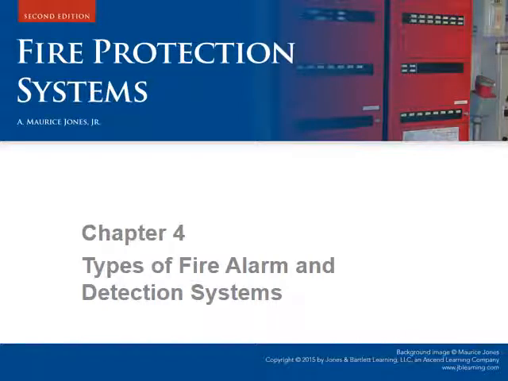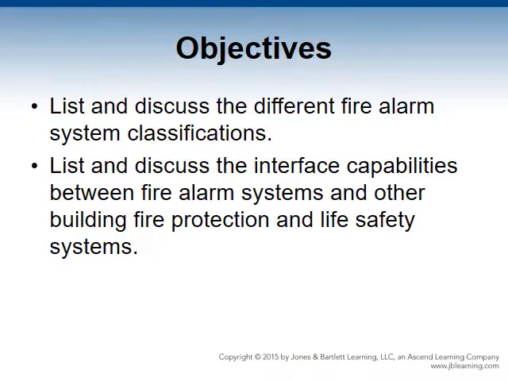Chapter 4. Types of Fire Alarm and Detection Systems. Our objectives. List and discuss the different fire alarm system classifications. List and discuss the interface capabilities between fire alarm systems and other building fire protection and life safety systems.